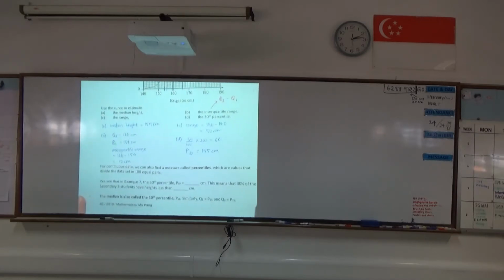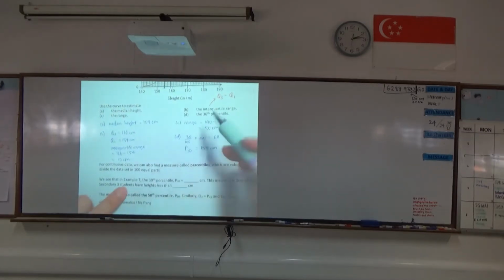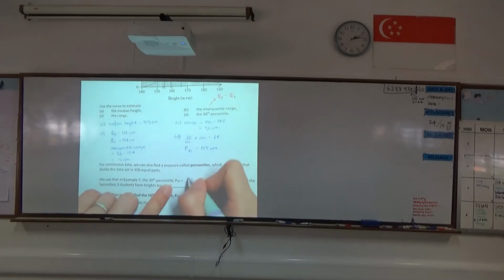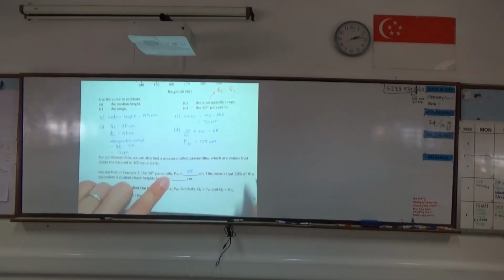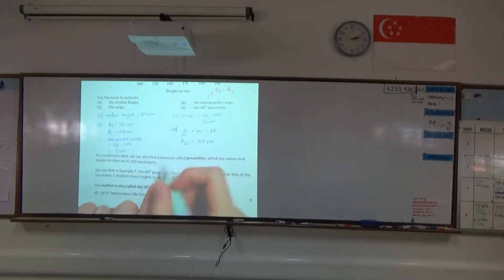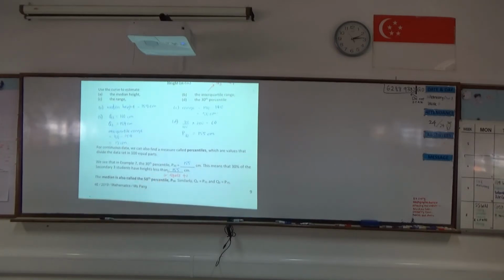What you need to understand about percentile is that, in this example, when we see the 30th percentile, which is P30, to be 155 cm, this means that 30% of the Sec 3 students have heights that are less than or equal to, to correct myself, usually it is less than or equal to, 155 cm.